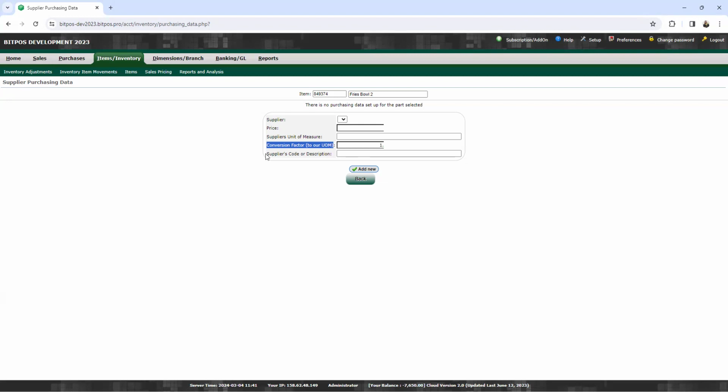So lastly, the supplier code or description is a unique identifier or description provided by the supplier for the item being purchased. So now you can create the purchasing prices.